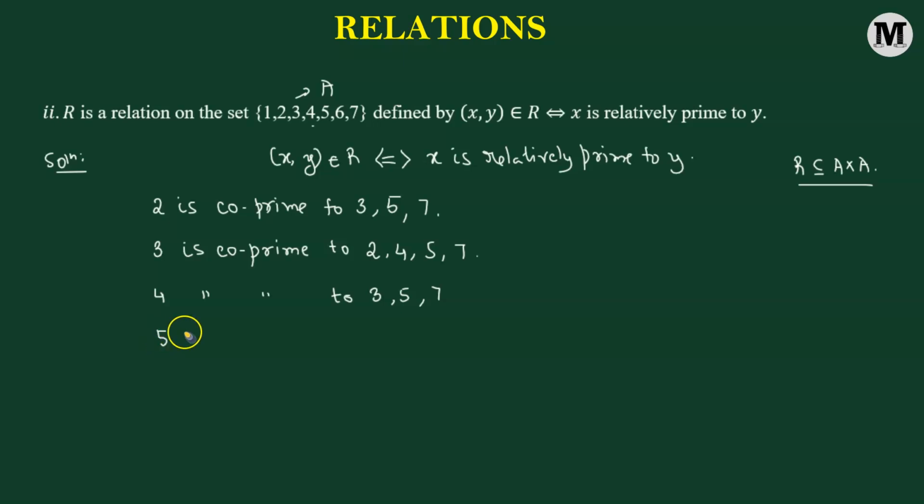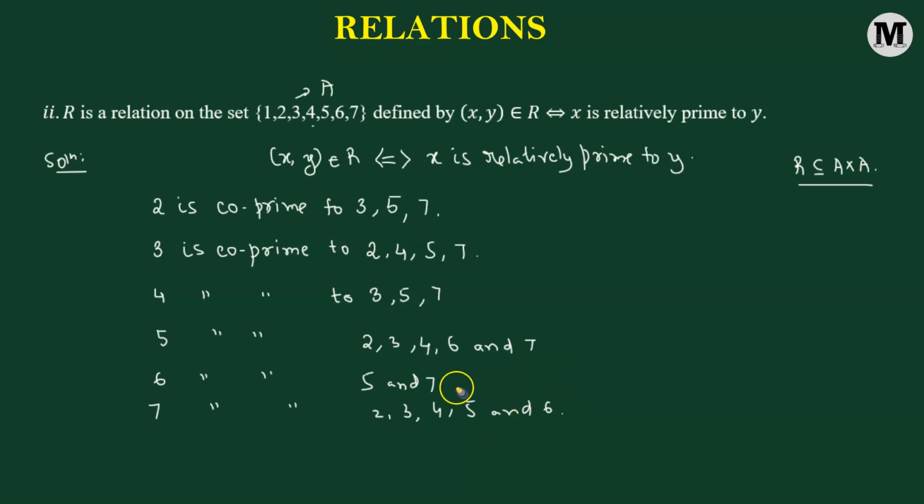Fine. Next, if we pick up 5, 5 is going to be co-prime to 2, 3, 4, 6, and 7, except for 5 and 1. Then we have 6. So 6 is co-prime with 5 and 7. And then we have the last number 7. So 7 is co-prime to 2, 3, 4, 5, and 6.